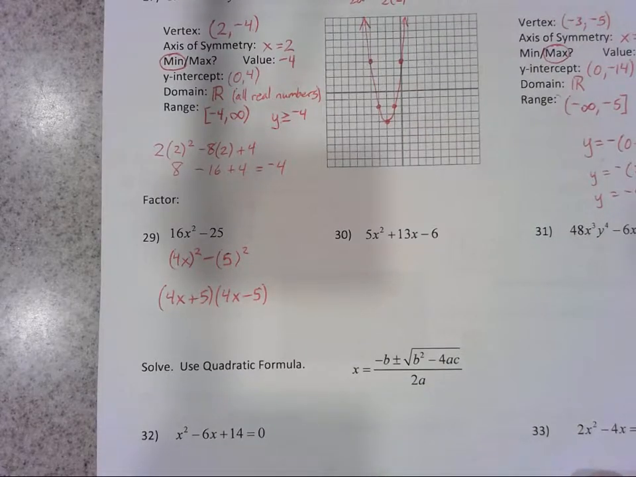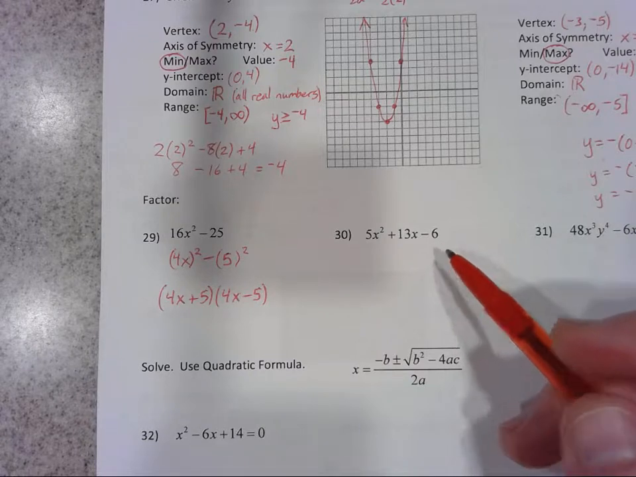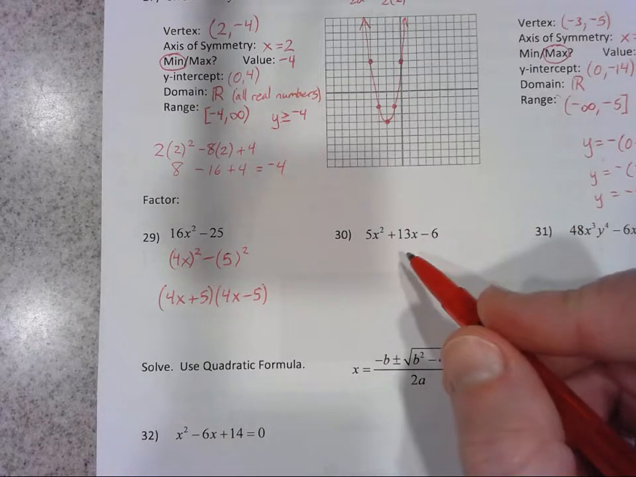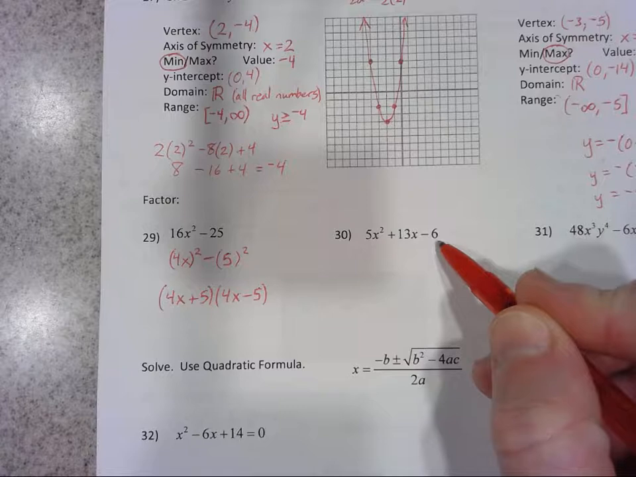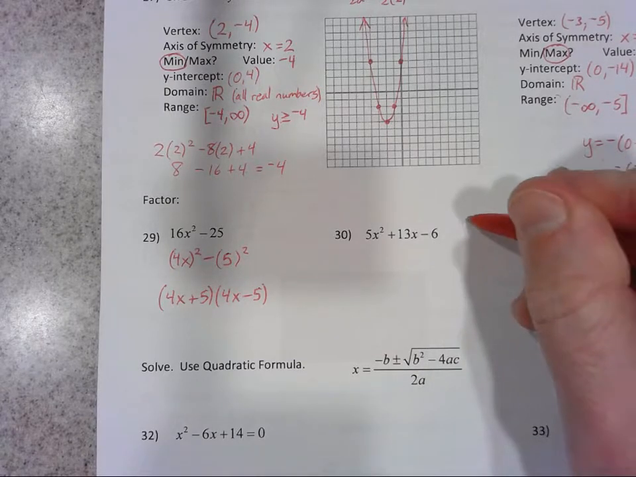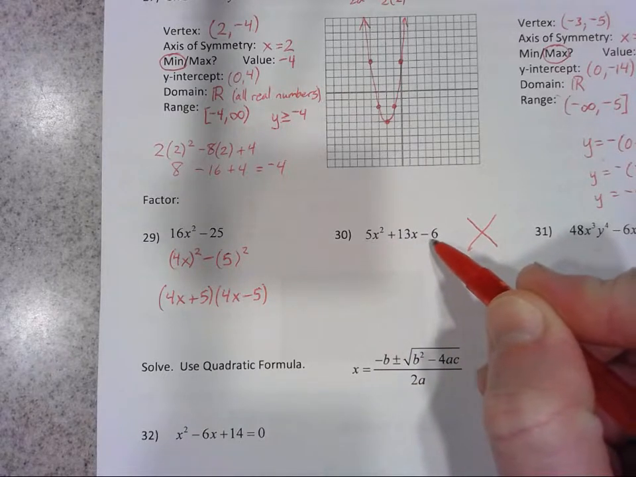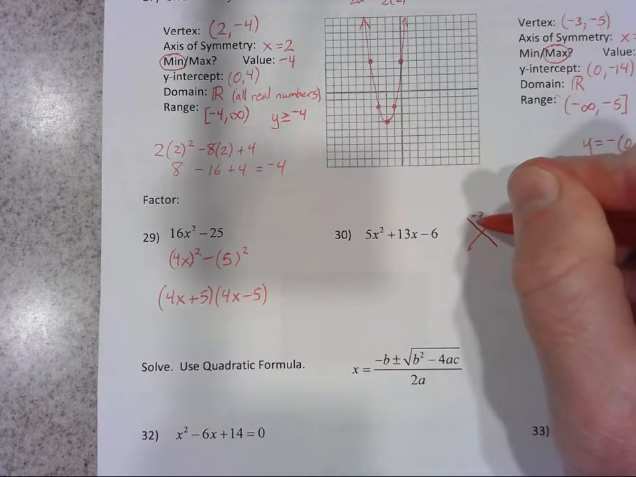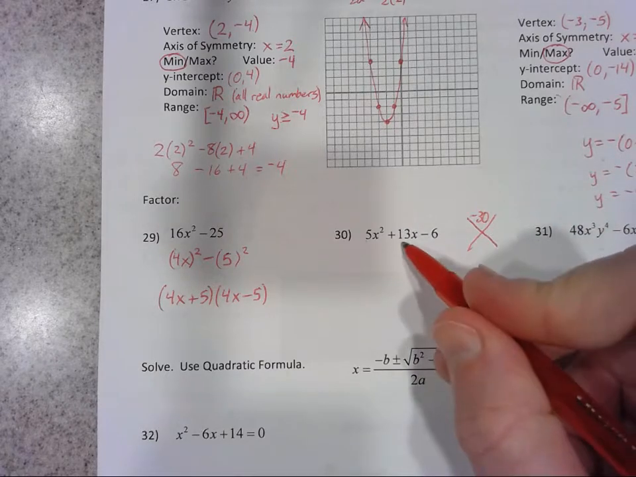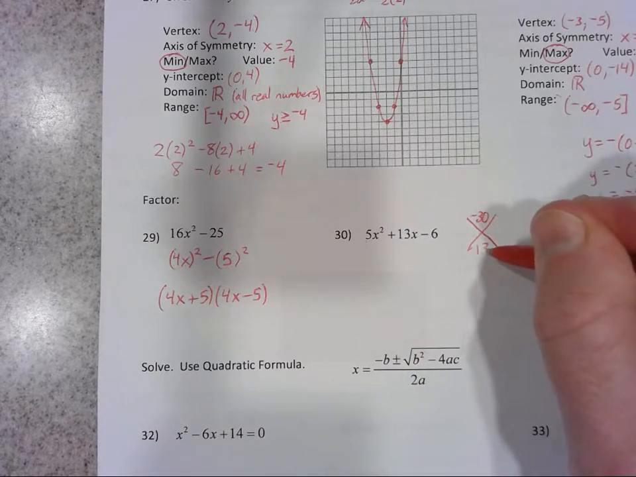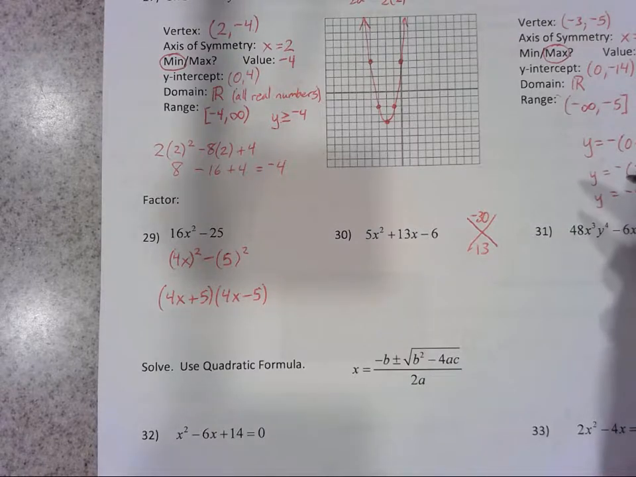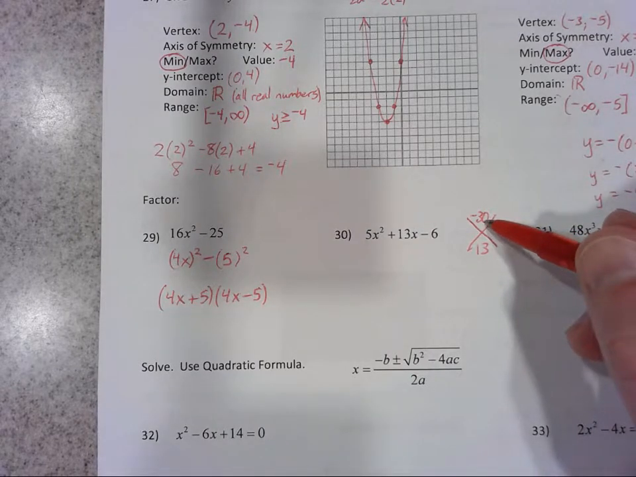Number 30. First thing, look for a greatest common factor, but 5, 13, and 6, there's nothing that divides evenly into each of those. So the next step is, I see that there's 3 terms, and so we have to use the x box approach. So we make our x, the first term times the last term, 5 times -6, gives me the top of the x. The middle term, 13, goes in the bottom. I'm looking for what numbers multiply to get -30 that add to get 13.